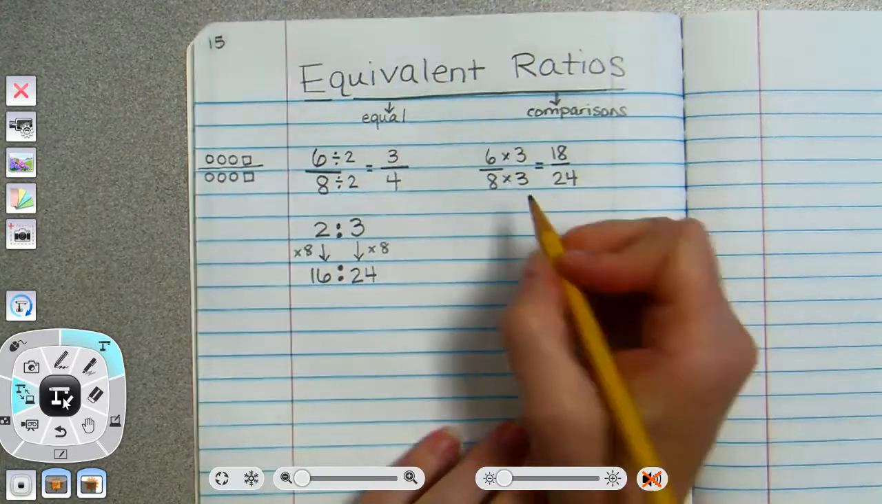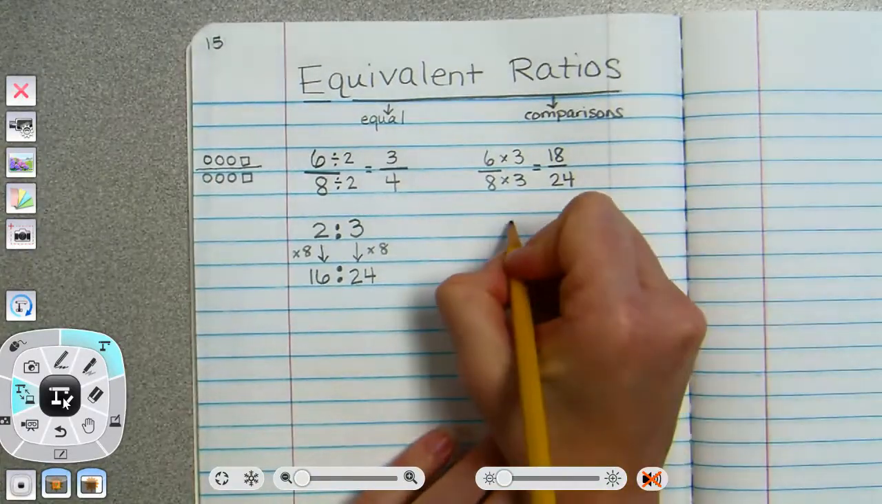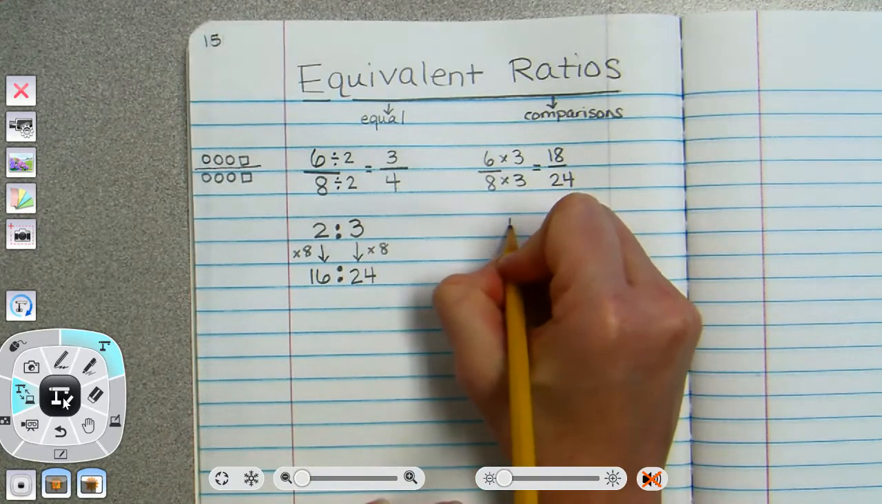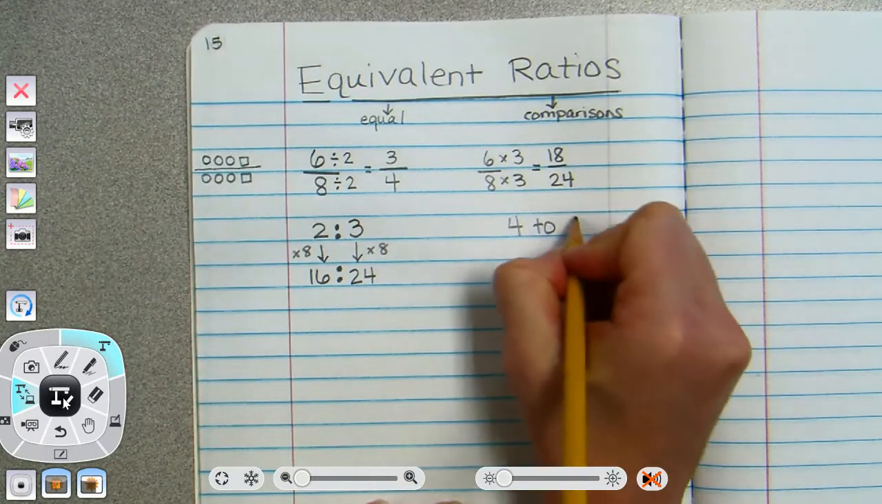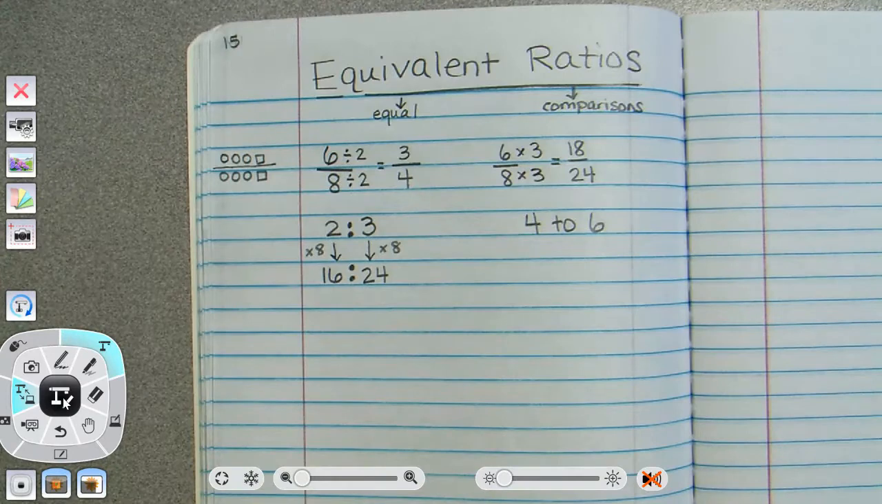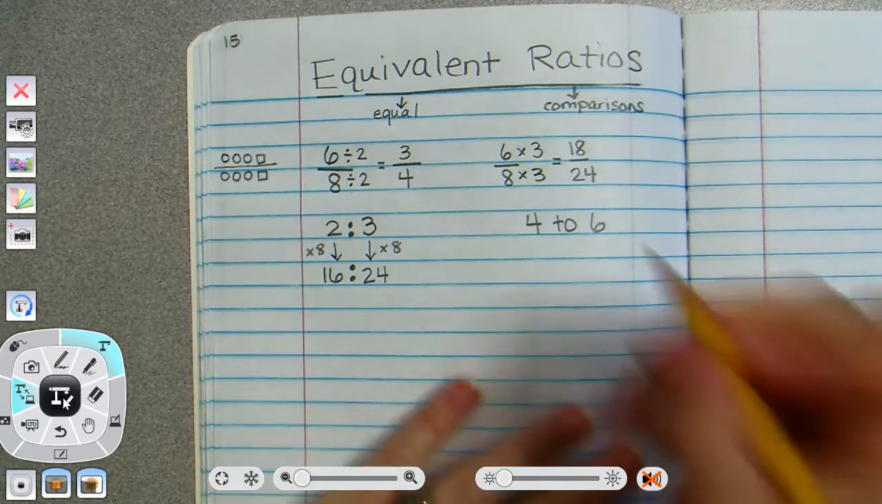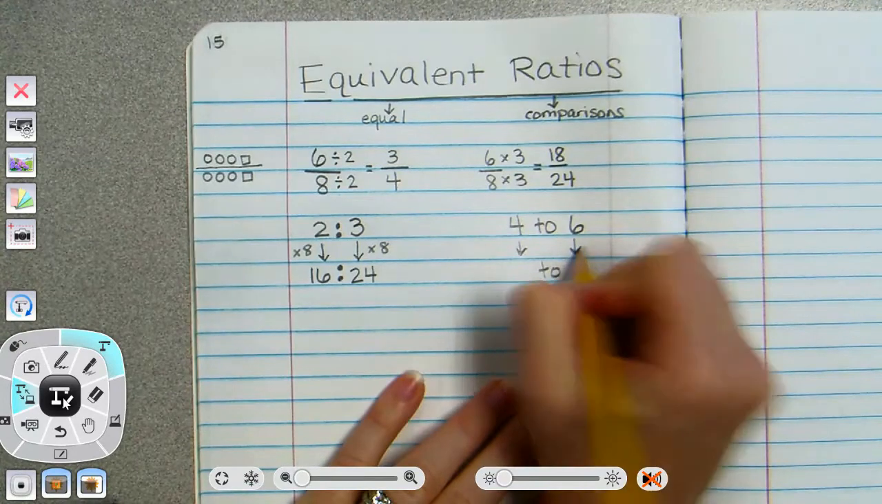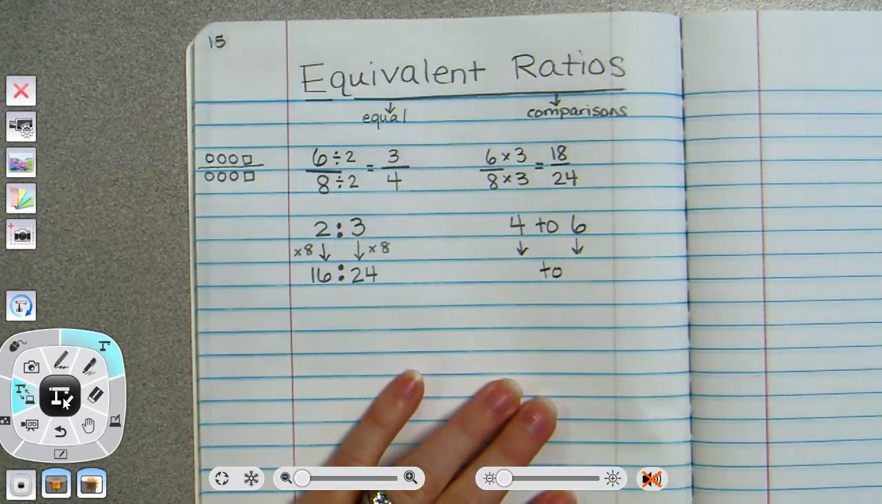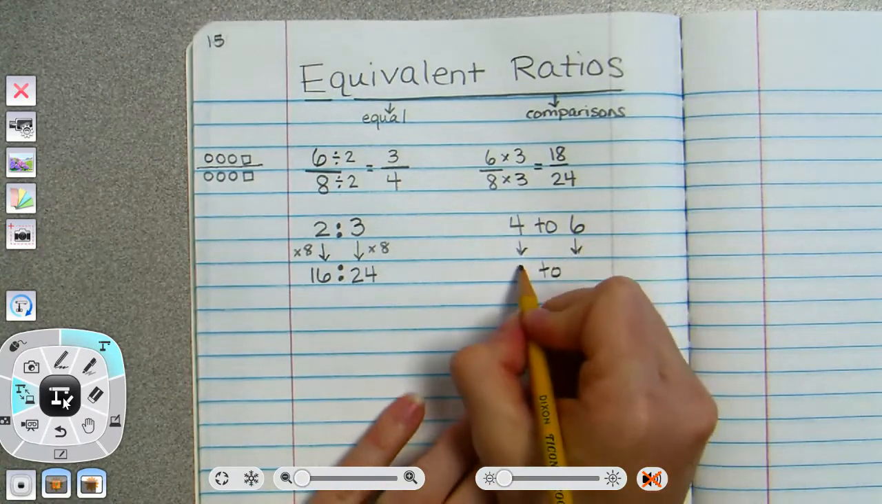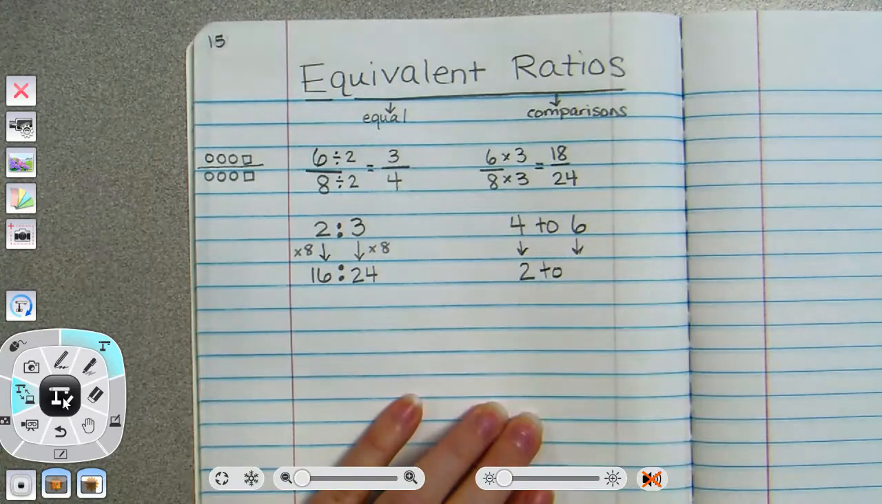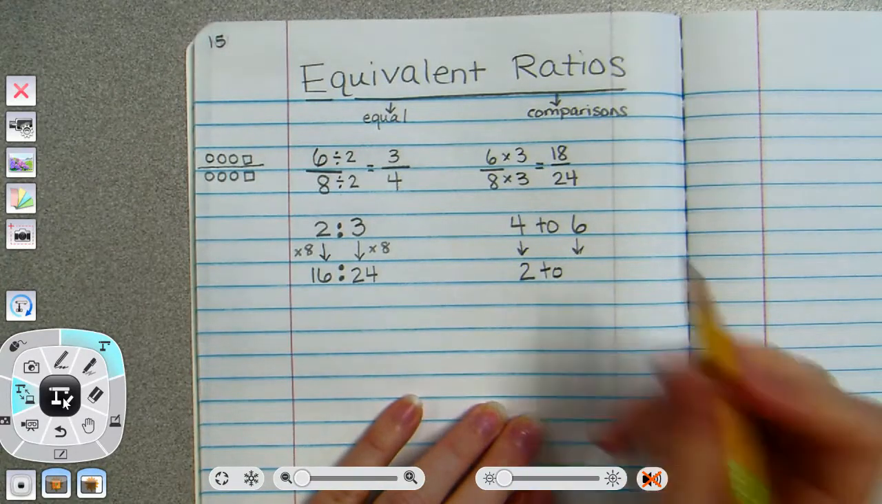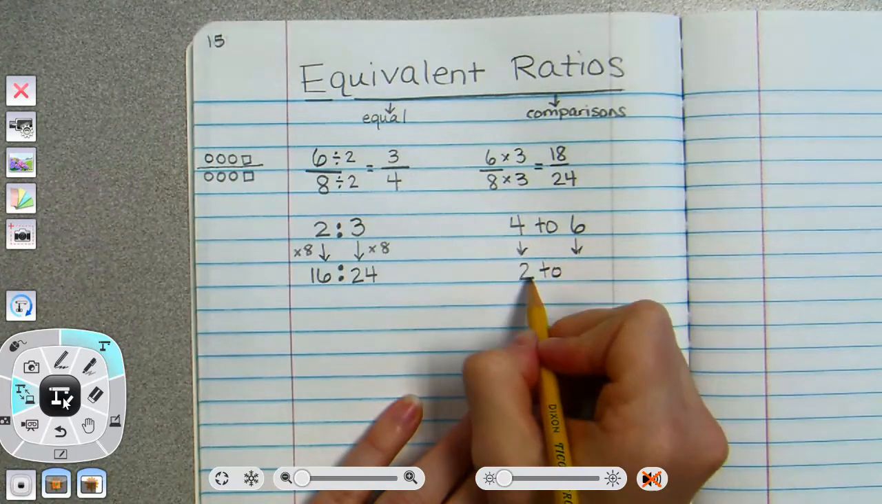Okay, let's try one final way, and that's word form. We'll do 4, 2, 6. If I take 4 hours to make 6 projects, let's see what would happen if I had a different amount of time. So I'm going to get my word "to" ready. I'm going to get some arrows. Okay, so if I didn't have 4 hours, if I only had 2 hours, let's figure out how many projects I could make. So how could I get from a 4 down to a 2?